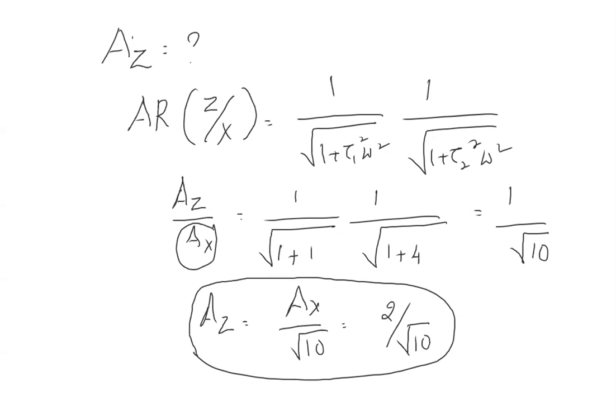The amplitude of z is 2 by root 10. See here, there is a chance of mistake. Somebody will answer the amplitude of z as the amplitude ratio. Amplitude ratio is different. Amplitude of z is different. Clear?